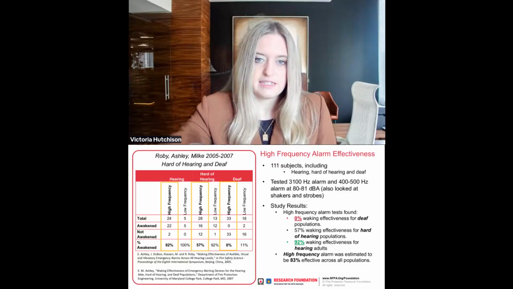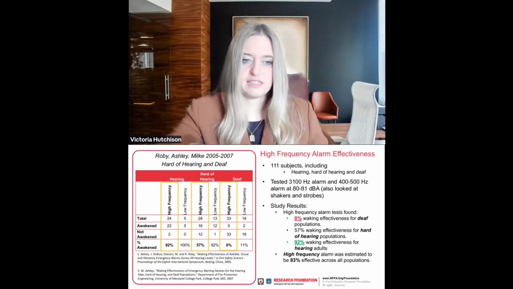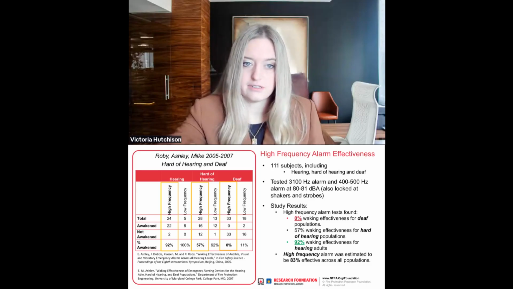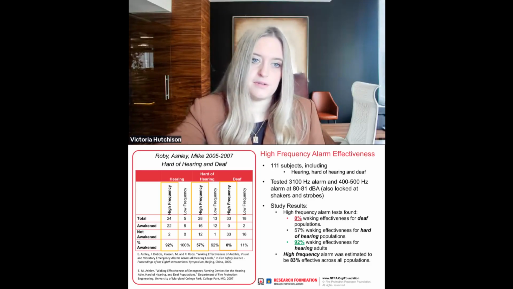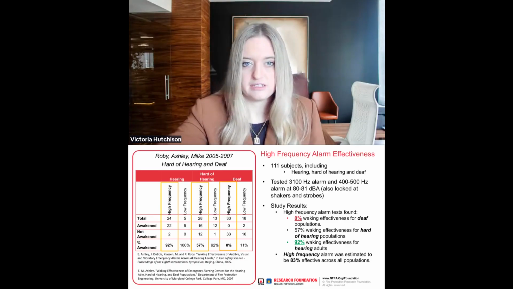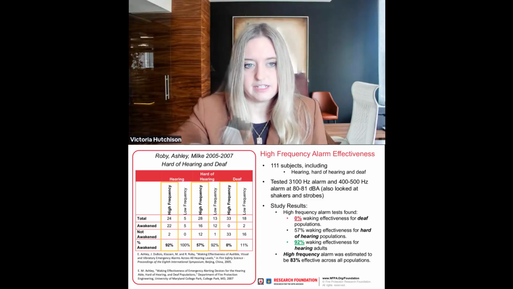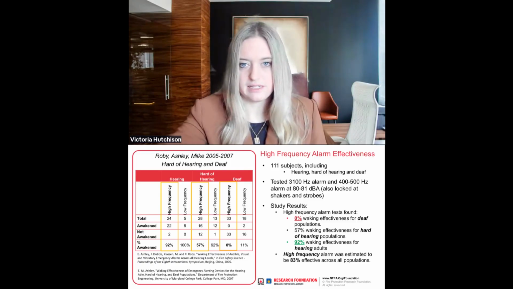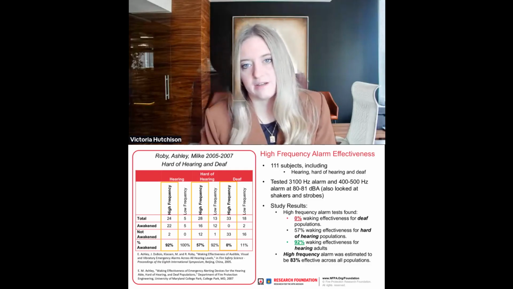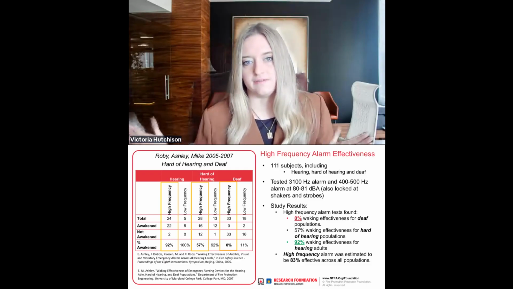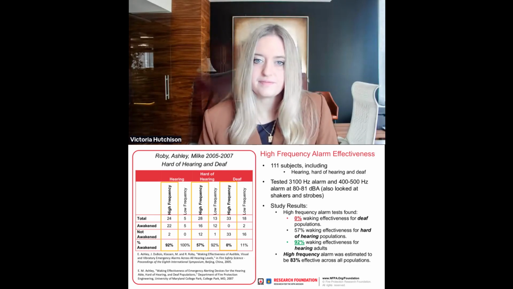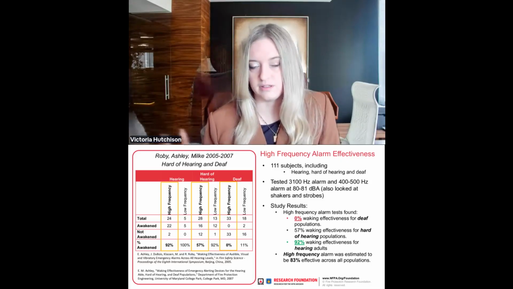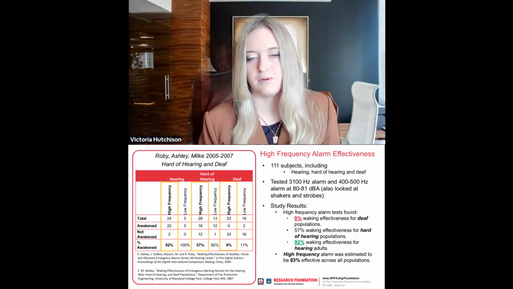Some of the studies that substantiate this: this is a study done by Ashley and Du Bois several years back, comparing the hearing population to the hard of hearing population to the deaf population, and also comparing high frequency to low frequency. We'll talk about low frequency in a minute. There were 111 subjects in this study, again with a varying range of hearing ability. They tested a 3100 hertz alarm and a 400 to 500 hertz alarm, the low frequency tone, both around 80 dBA.